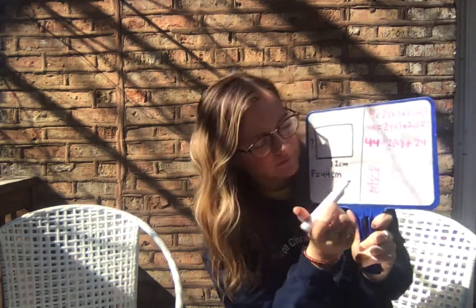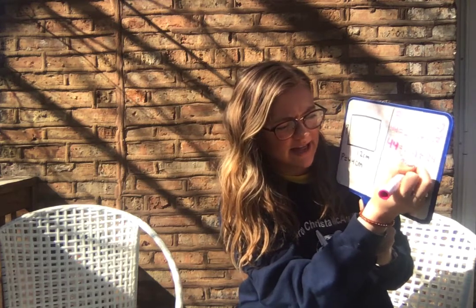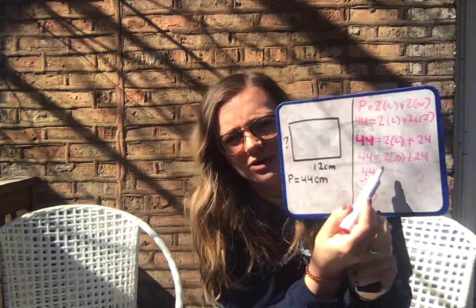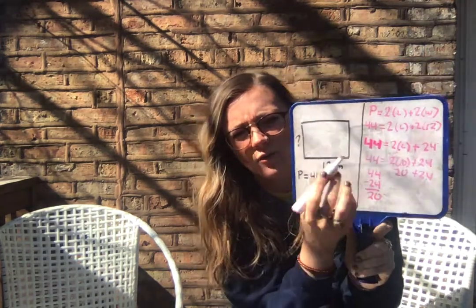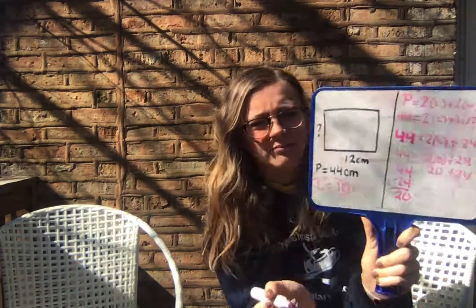And I want the perimeter of my shape to be 44. So what number times 2 would give me 20? The answer is 10. So let's check if it works. 44 equals 2 times 10 plus 24. Let's check our work. 2 times 10 is 20. And 20 plus 24 equals 44. So my missing side, my length, is 10.